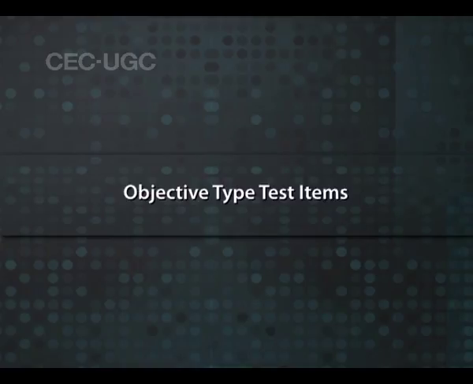Objective type test items. An objective type item requires the examinee to select the correct answer from among different alternatives or supply a word and demands an objective judgment when it is scored. The most important feature of this type of question is that its scoring will not vary from examiner to examiner. That means there is no element of subjectivity in objective type items.